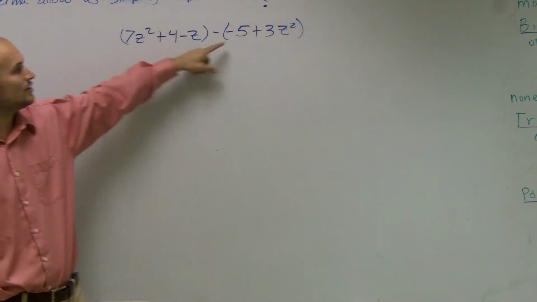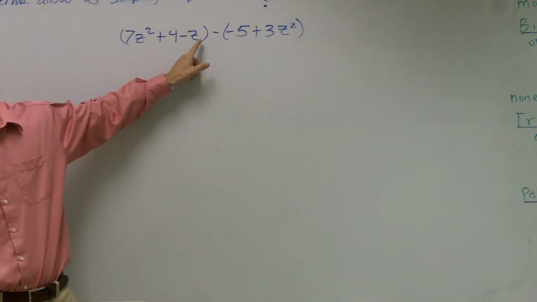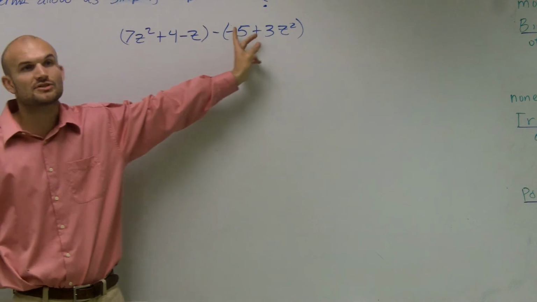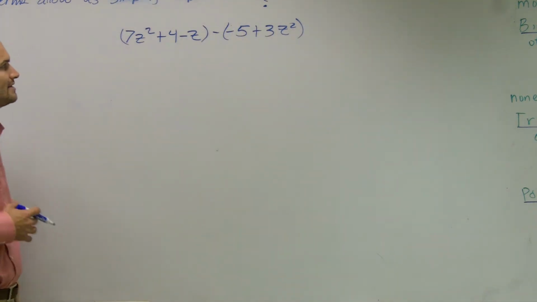The 4 I can only subtract from this negative 5. I cannot subtract z from anything because there's no z over here, so you're just going to have to leave that one out. There's a couple ways you could write this.